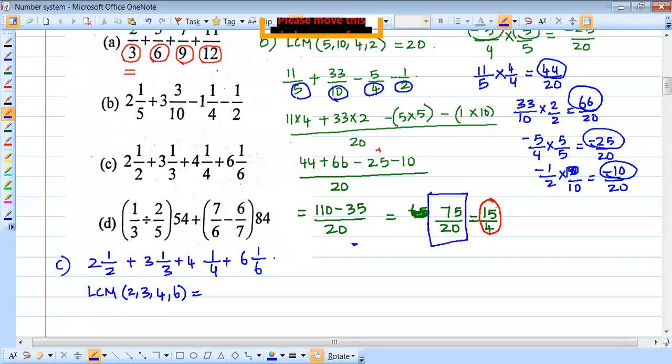And someone asked me how to solve this. Now, the LCM for this particular question, C. What is LCM for 2, 3, 4 and 6? 12. Now, let's further simplify this.